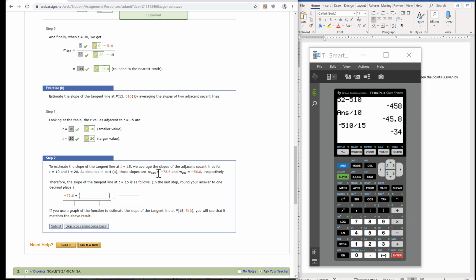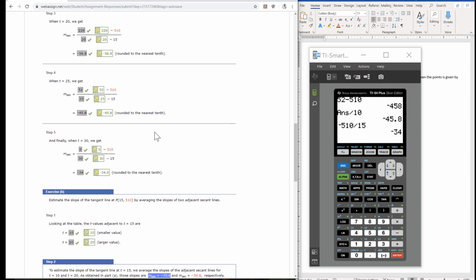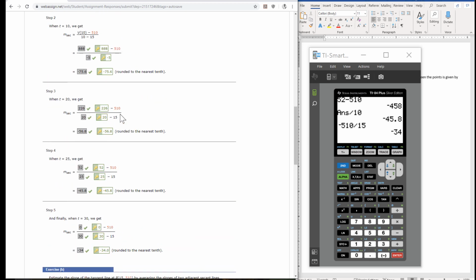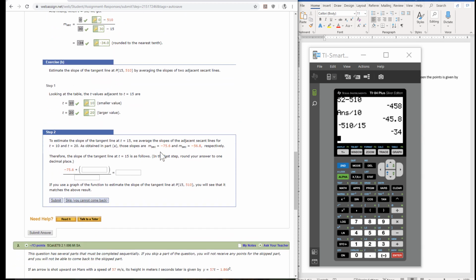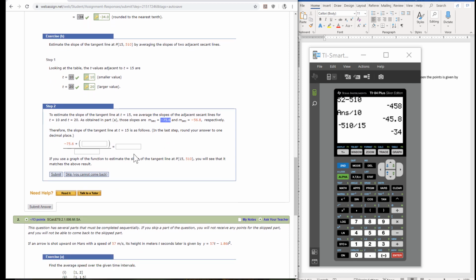And then the averages, they gave us. We computed them earlier. Between 10 and 15 it's negative 75.6, and between 20 and 15 it's negative 56.8. Those are the values they're giving us here. To find the average, you just add them and then divide by 2. So negative 75.6 plus negative 56.8, and we'll divide this by 2. And so whatever we get here.